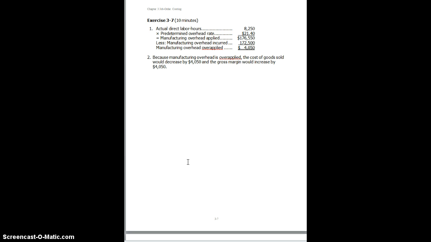This is always going to be the issue, right? You're never going to know the exact amount of overhead that you're going to incur during a period, and you're never going to know the actual direct labor hours that you're going to incur. Therefore, you're going to always end up with this over-applied or under-applied issue. In this particular case, manufacturing overhead was over-applied by $4,050, the difference between $176,550 and $172,500.